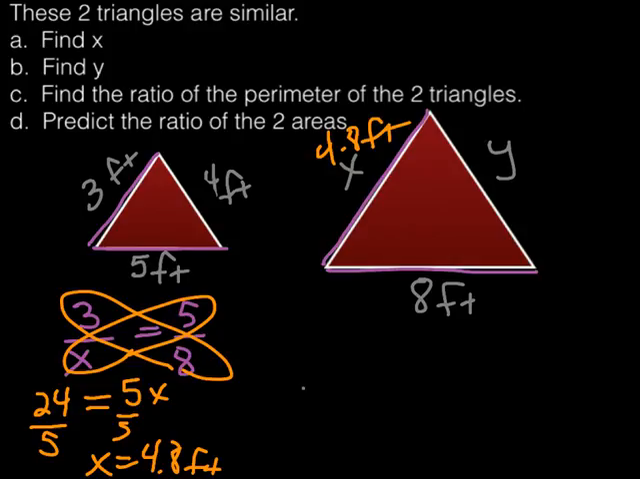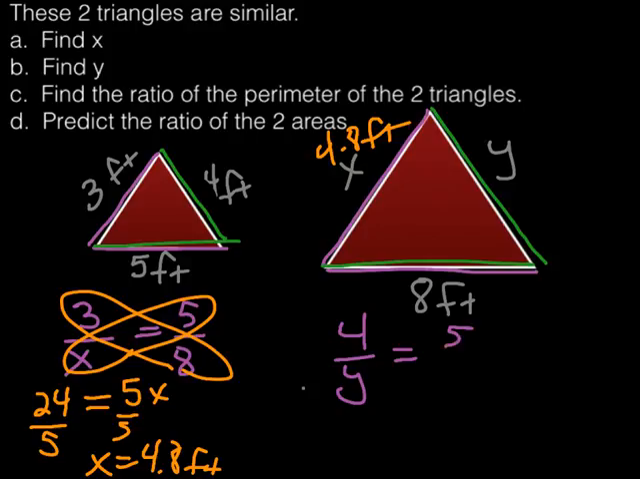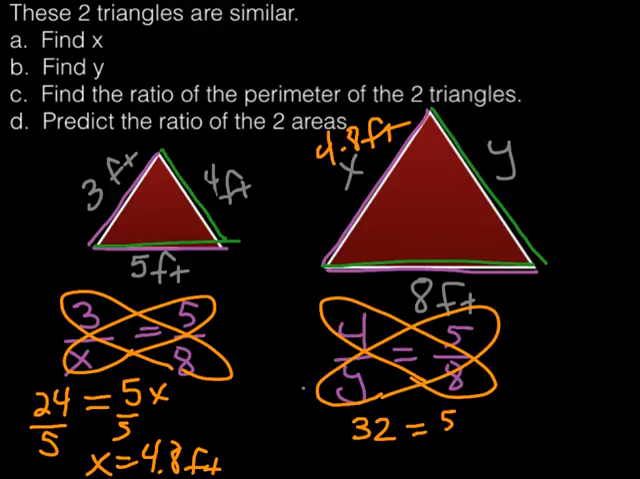So to solve for y, I am going to use 4 over y equals 5 over 8. So 4 over y, since they're corresponding sides, equals 5 over 8. Similarly, I'm going to multiply 8 times 4, and 8 times 4 is 32. Y times 5 is 5y. Again, to get y by itself, I'm going to divide by 5. And 32 divided by 5 is 6.4. So y equals 6.4 feet.